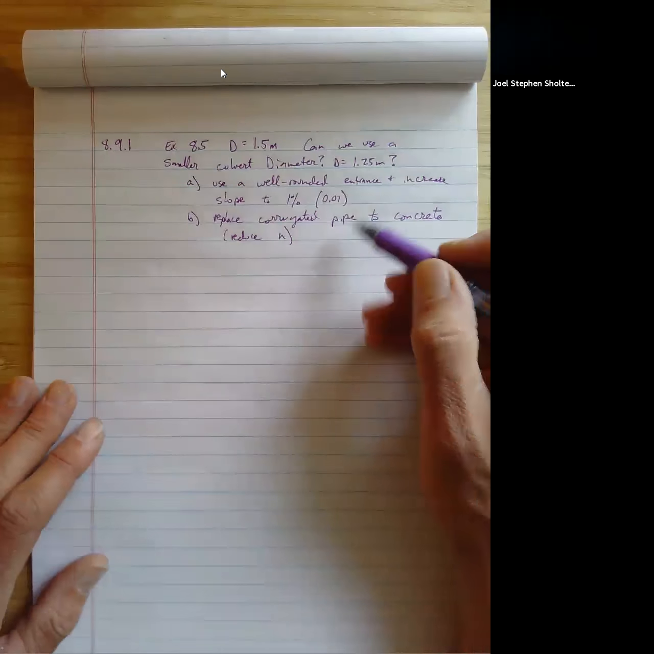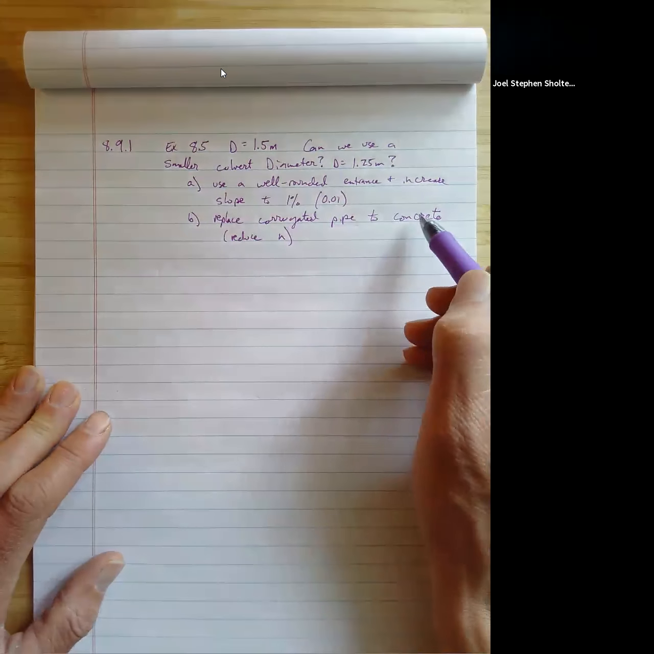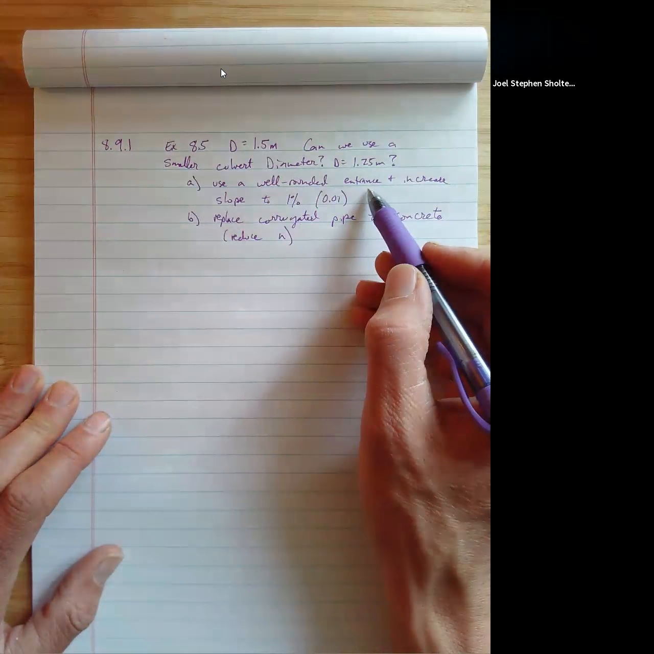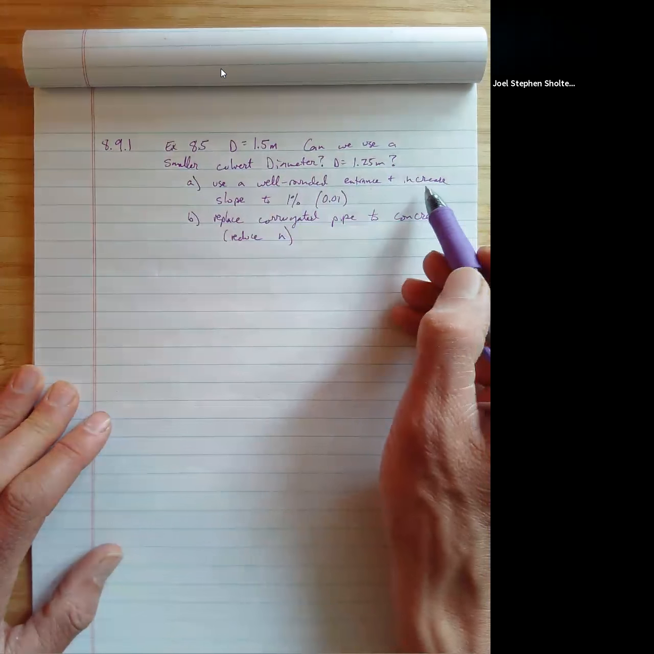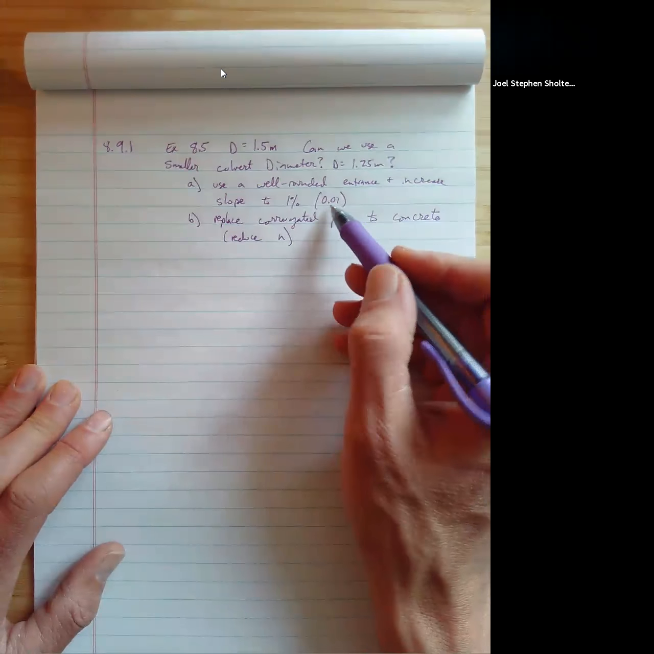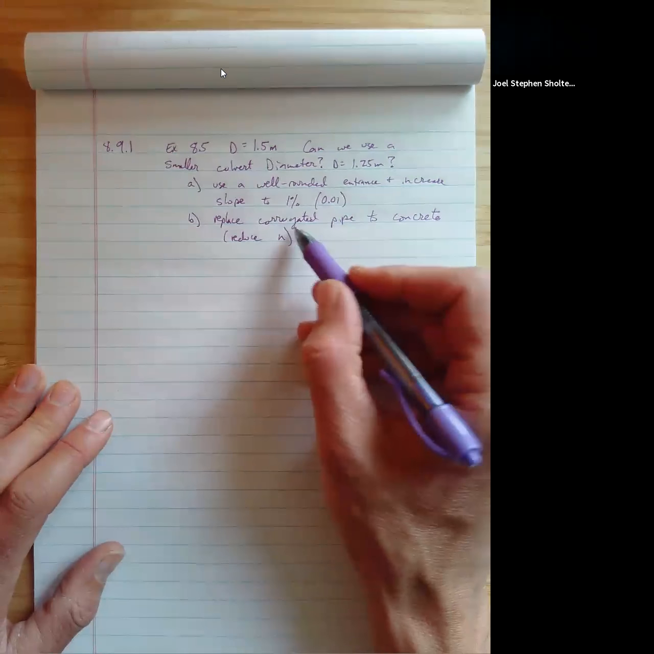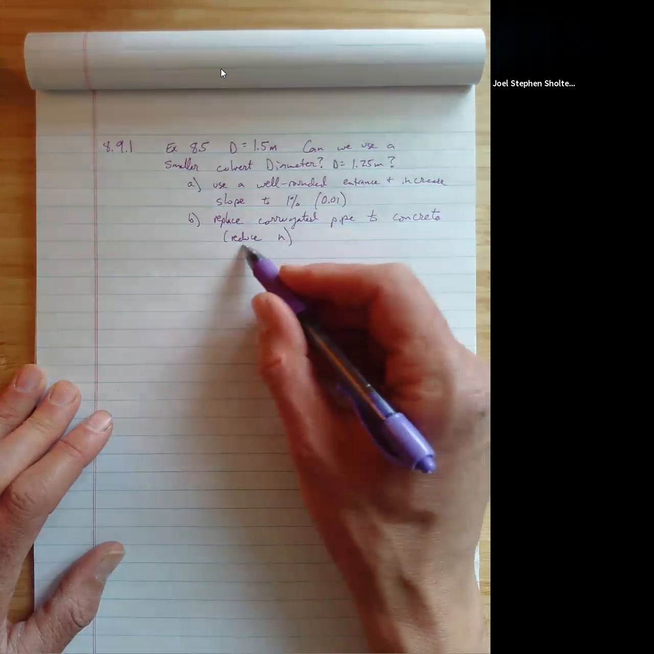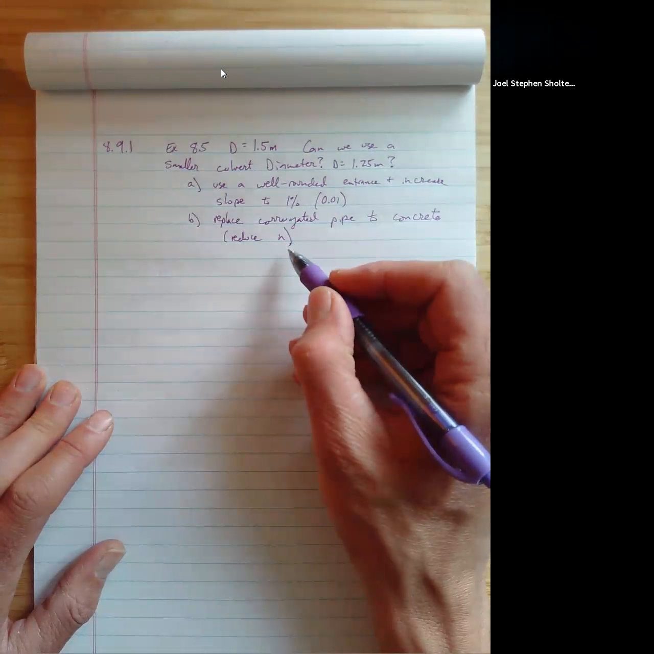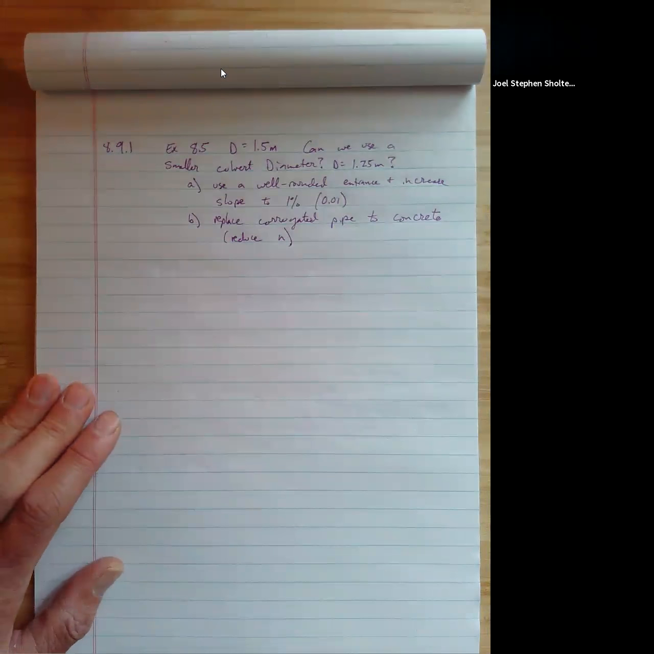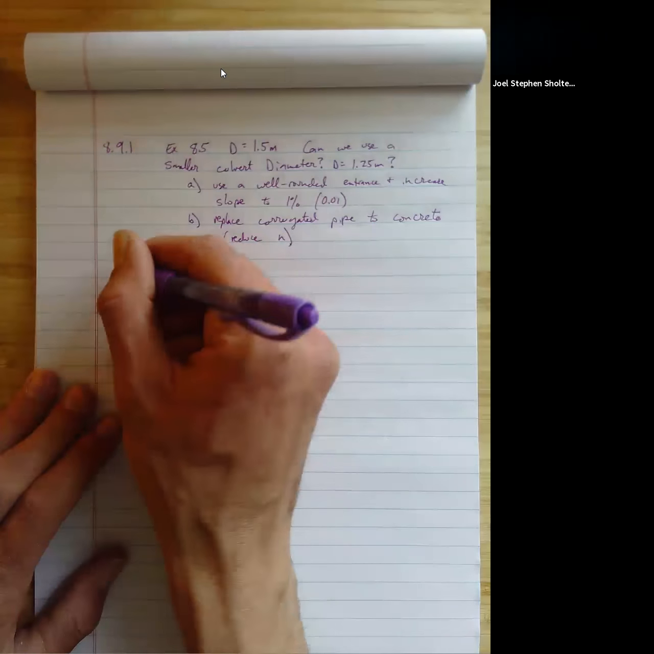Let's look at two ways we could do this. One, we could reduce the K entrance value, so use a well-rounded entrance, and we could also increase the slope to 1%. Another is, could we replace the corrugated metal pipe with a concrete pipe, which reduces the N value, the Manning's roughness value? Let's look at the first example, where we just change the slope and entrance conditions.